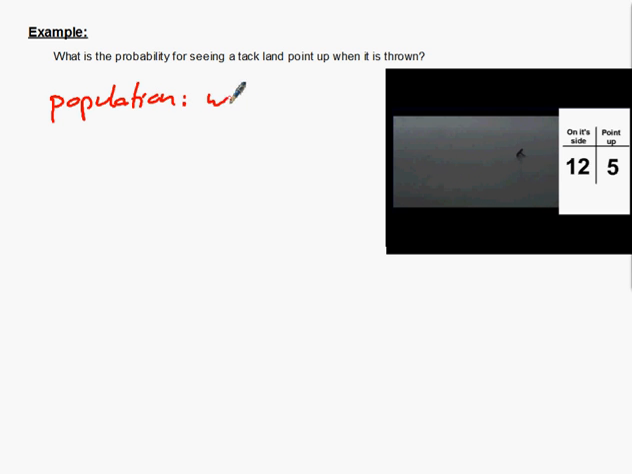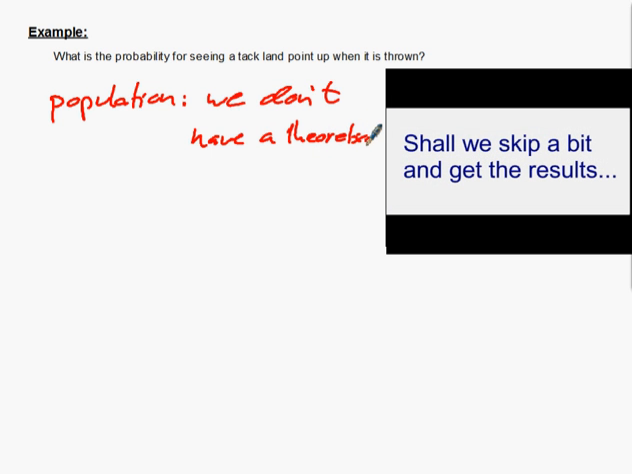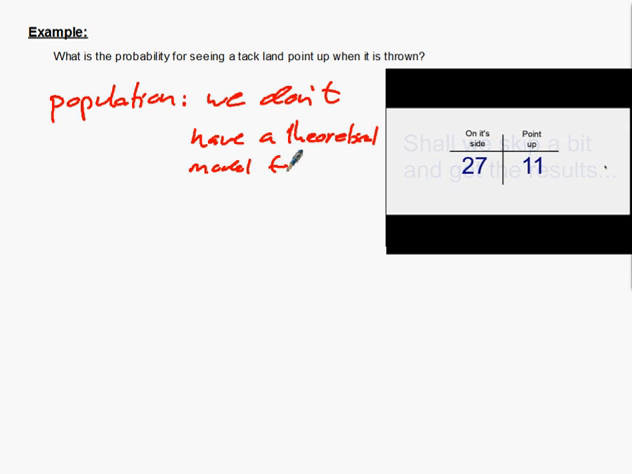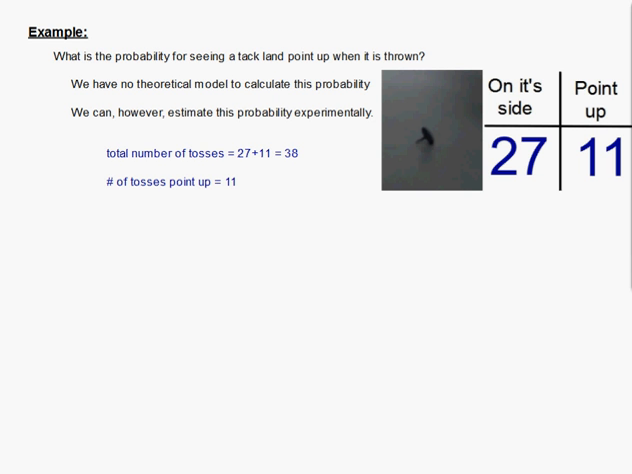All right. Unfortunately, we don't have a theoretical model for this experiment. Which means all we have is experimental. So let's go and see the results.